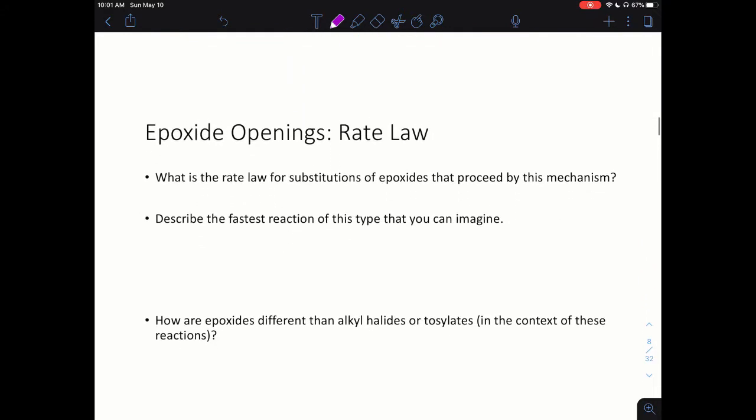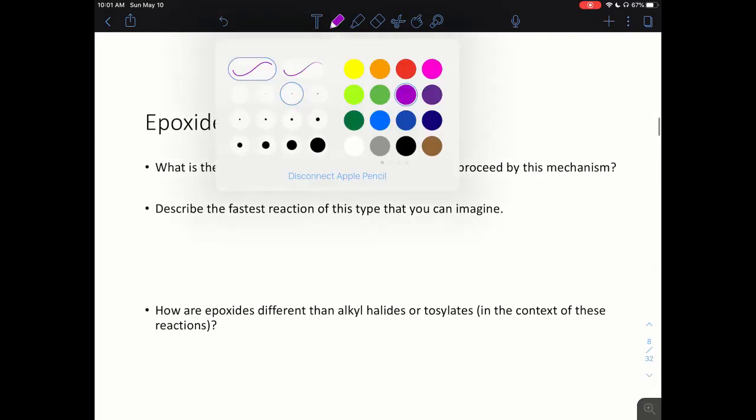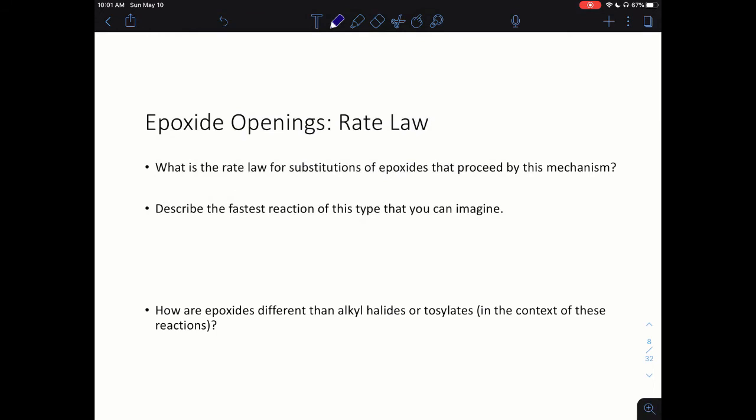So what do you suppose the rate law is for the substitutions of epoxides that proceed by this mechanism? Well, yes, it's an SN2, so the rate law should be little k, the rate constant, times the concentration of the epoxide times the concentration of the nucleophile.